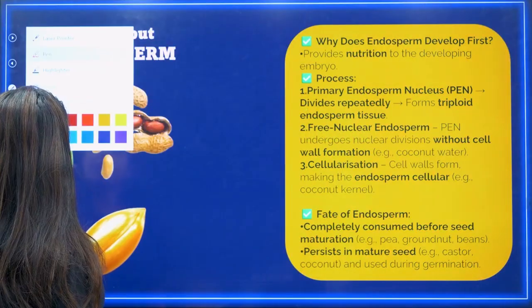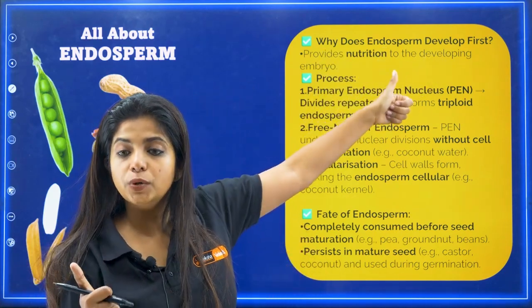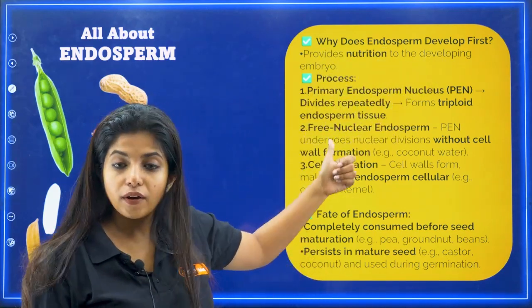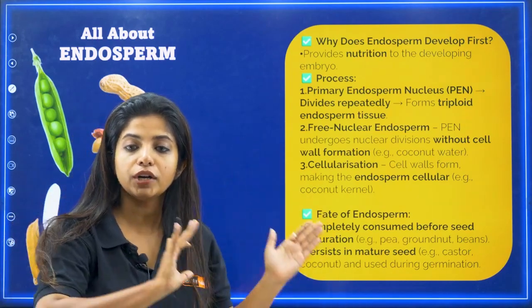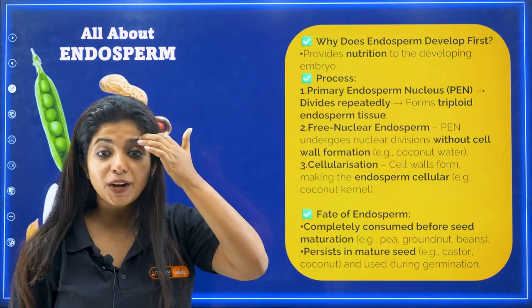Okay, so what about the endosperm? Why does endosperm develop first? To provide what? Nutrition to the developing embryo, or basically for the transformation of zygote to the embryo. Now, the primary endosperm nucleus. What is the primary endosperm nucleus?